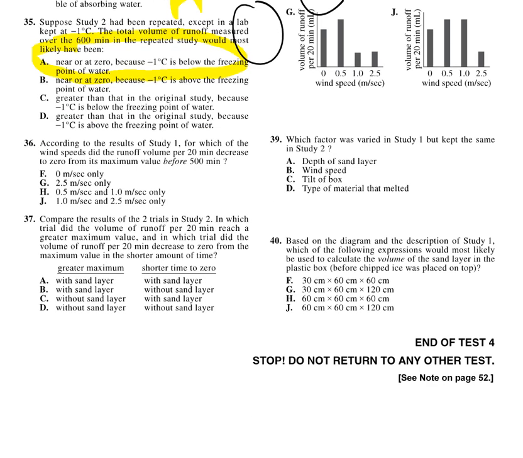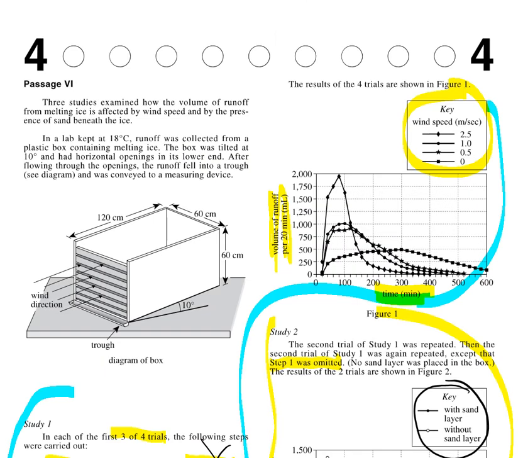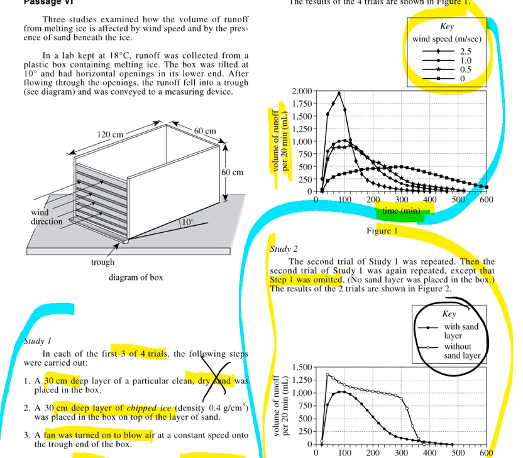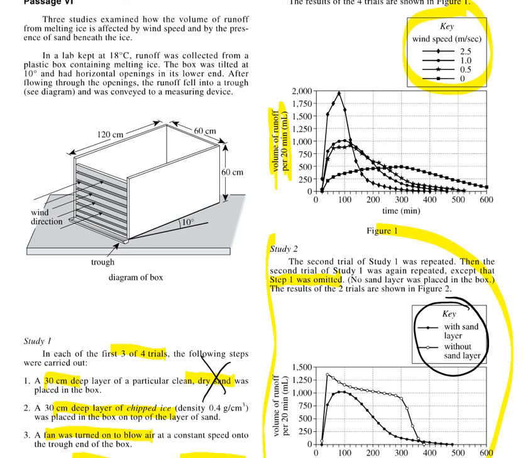Number 36. According to the results of study number 1, for which of the wind speeds did the runoff volume per 20 minutes decrease to zero from its maximum value before 500 minutes? So we're going to look for when it dropped down to 0 before 500 minutes. We're going to be on this very first study. I'm going to clean this up a little bit so you can see what's going on. Here's my 500, and we want to know which ones dropped off before 500. I can see right here that this one went until 600 minutes and this one went to after 500 minutes. So I can eliminate those particular symbols.